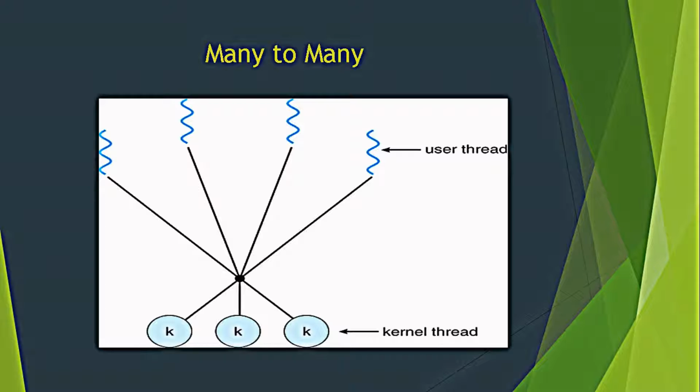And each kernel thread represents how many cores you can use. So let's say in this diagram you see 3 kernel threads. That means there are 3 cores that you can map each kernel thread onto. And it's just super efficient.